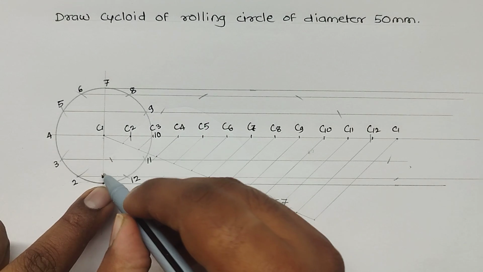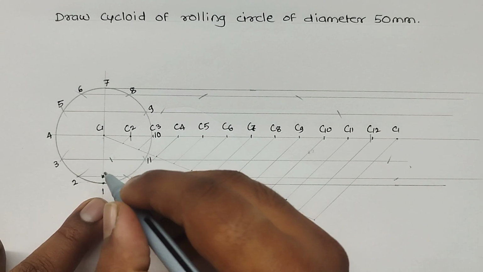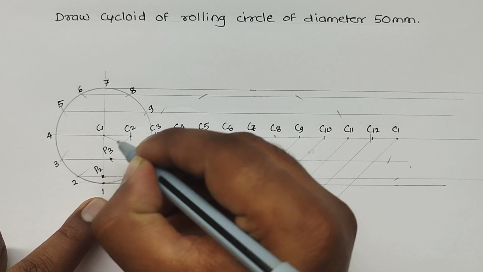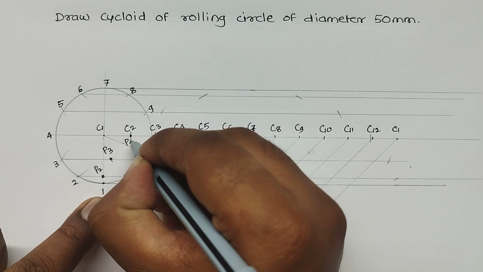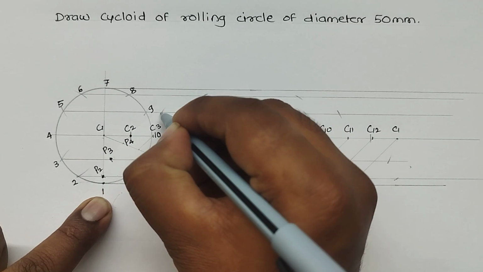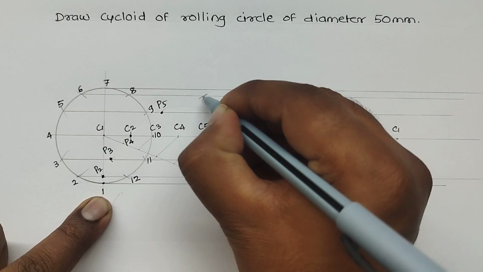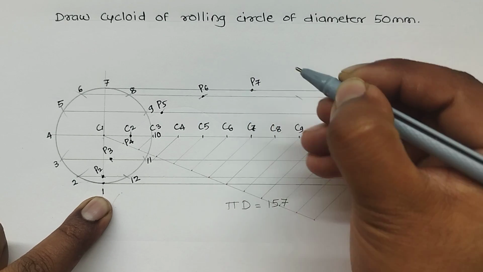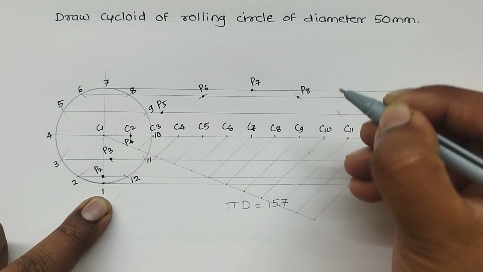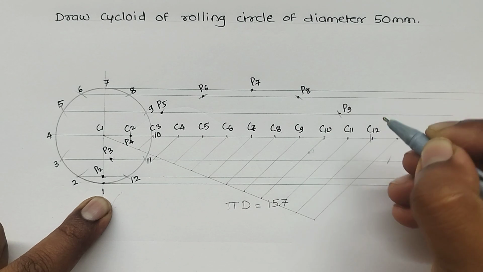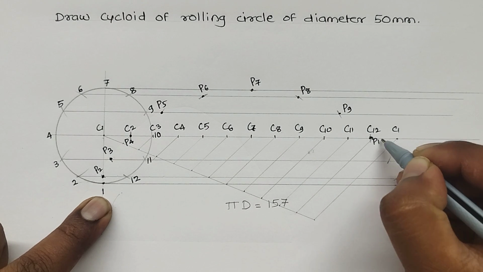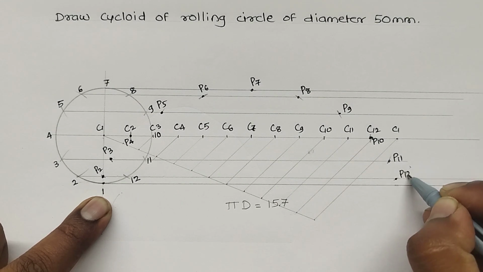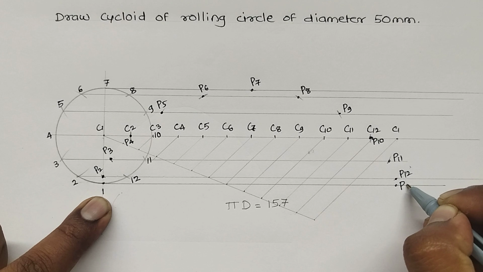This is the point which is generated by means of C2, so that I will name it as point P2. This one is the P3, P4, P5, P6, P7, P8, P9, P10, P11, P12, and this one again P1.